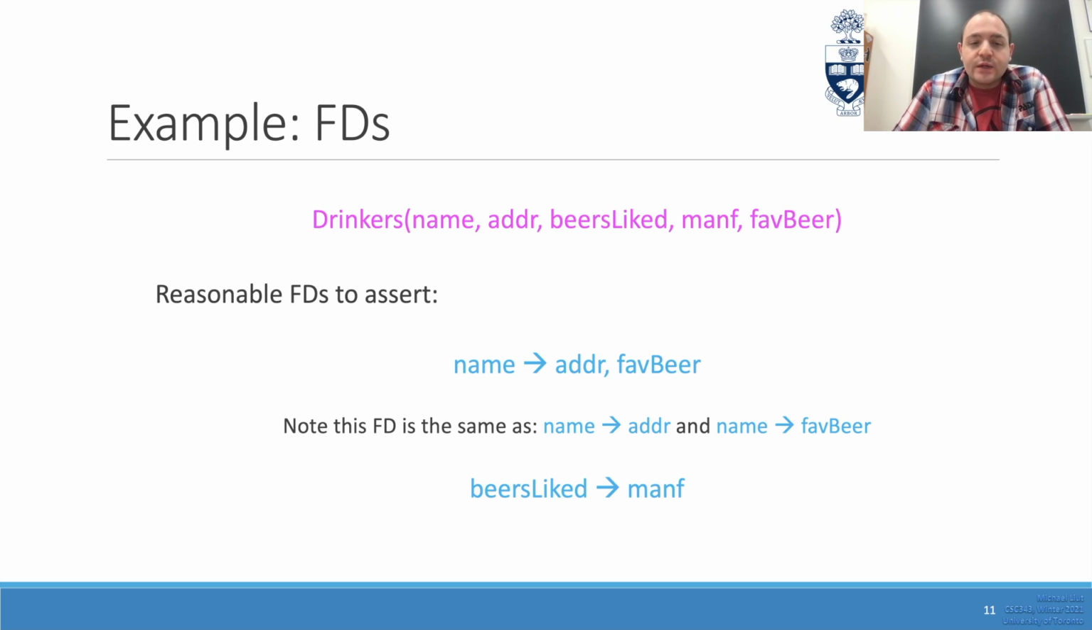Another thing that's reasonable to assert here is once you know what the beer name is, so what the beer's liked is, you'll be able to infer who the manufacturer is. And what you'll notice is usually the left-hand side has some strong, unique element to it, which is why they're often candidate keys.